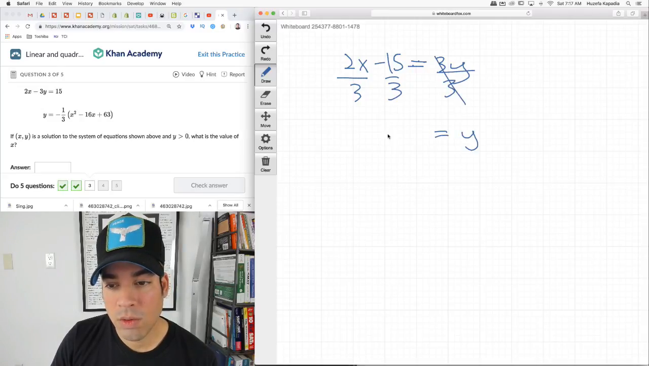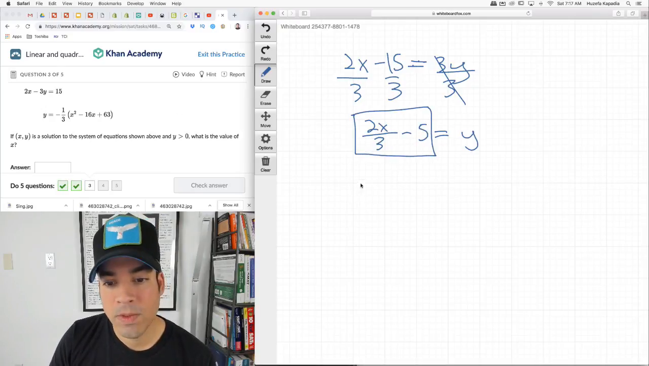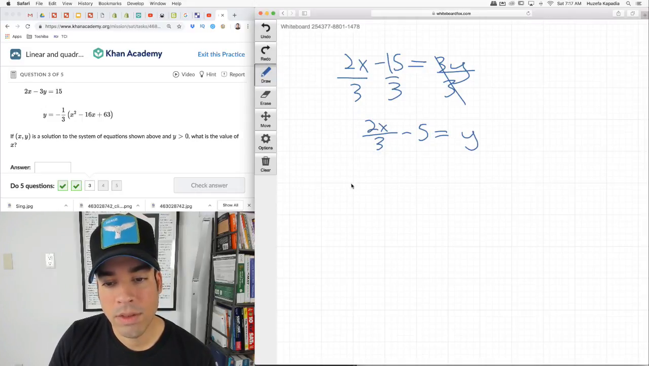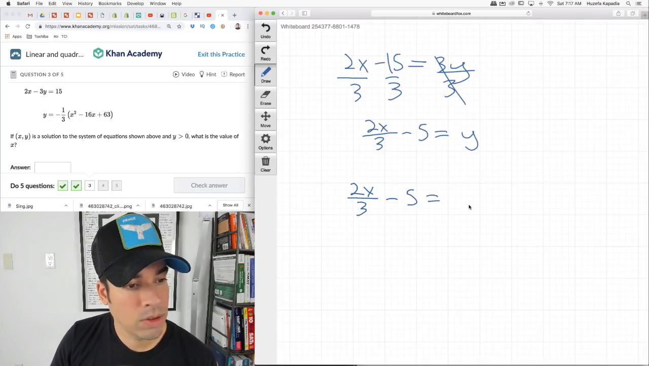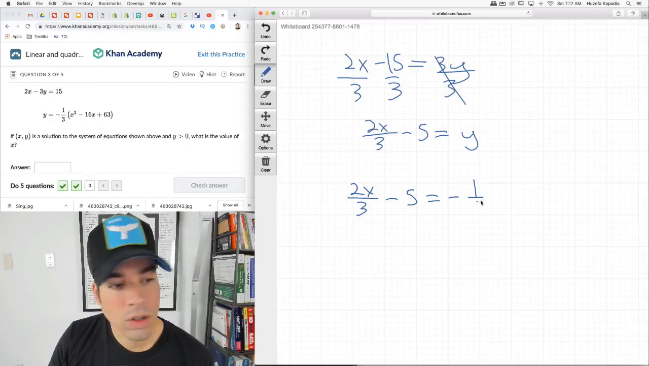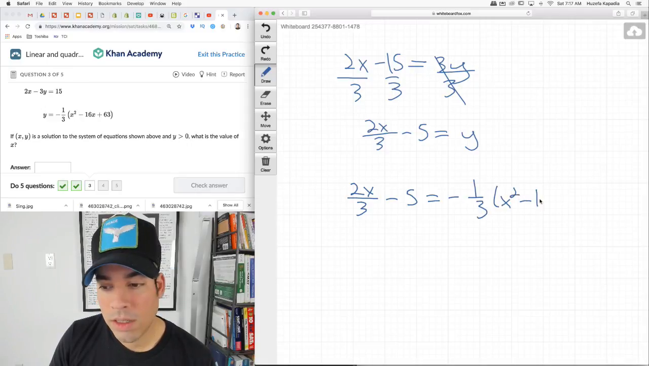Get y equals 2x over 3 minus 5. I'm going to plug this into the y here. So then I have 2x thirds minus 5 equals, and I'll go ahead and leave it like this, 1/3 x squared minus 16x plus 63. Now I'm not going to distribute this 1/3.